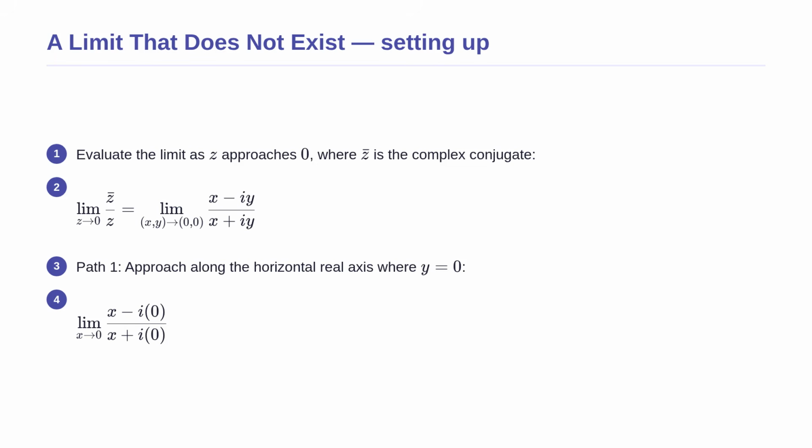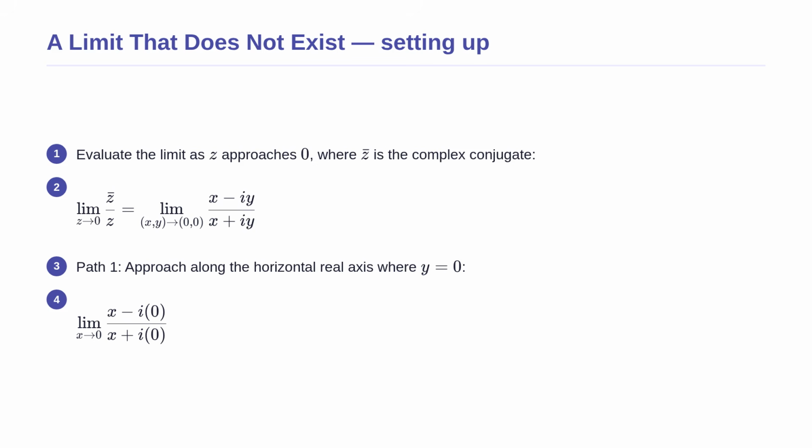To see this path dependence in action, let us look at a specific problem. We are asked to evaluate the limit of the function z conjugate divided by z as z approaches 0. The symbol z bar represents the complex conjugate, which flips the sign of the imaginary part. So, we rewrite the limit using the real and imaginary components, x and y. The numerator becomes x minus iy, and the denominator is x plus iy. We are approaching the origin, (0, 0).